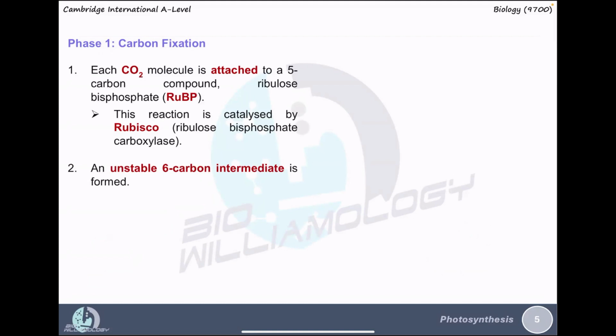An unstable 6-carbon intermediate compound is formed, and this unstable intermediate compound immediately splits or dissociates into 2 molecules of glycerate 3-phosphate. It is very important to mention that for every one unstable 6-carbon intermediate compound, 2 molecules of glycerate 3-phosphate are formed.